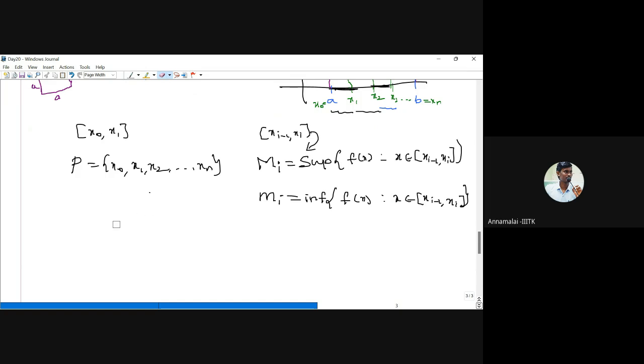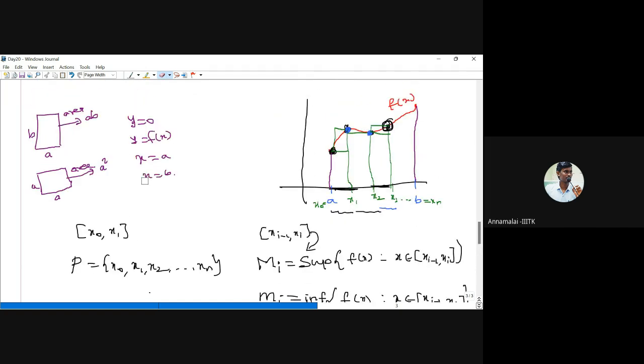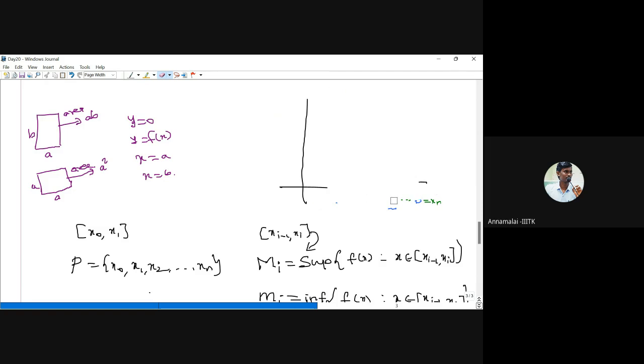Now maybe I will explain one more thing. Consider the upper triangle. This is a very crucial part. How we define this upper sum and lower sum, and then you vary all the partitions, you will get an exact value.